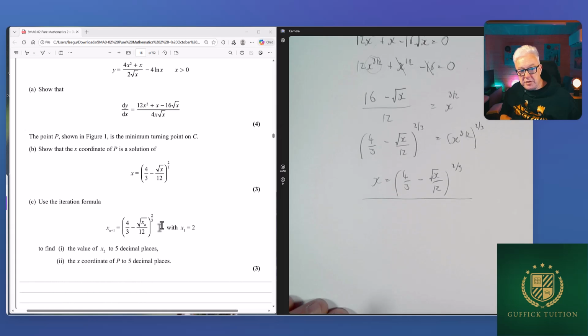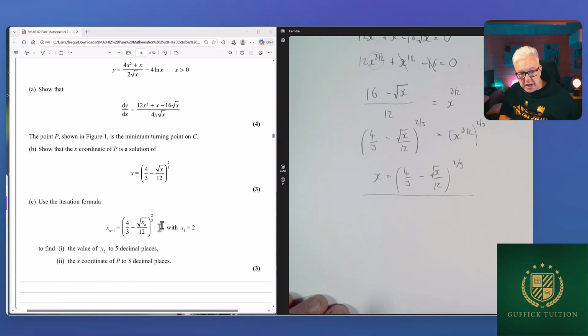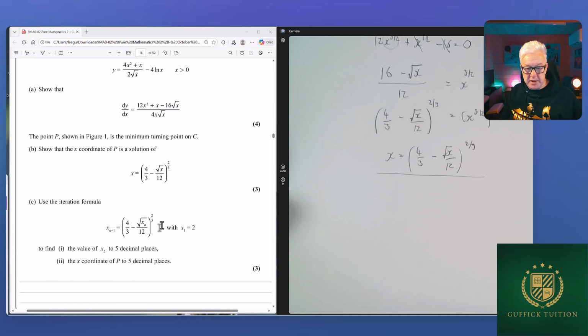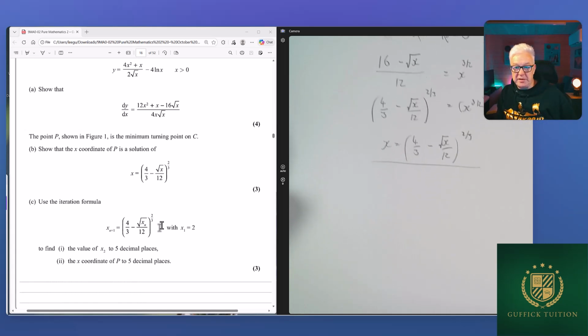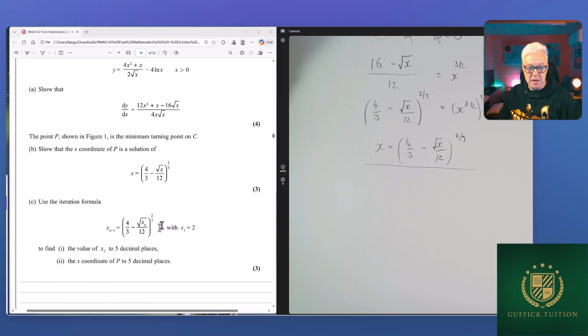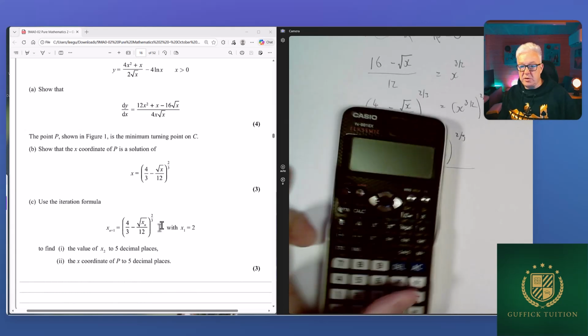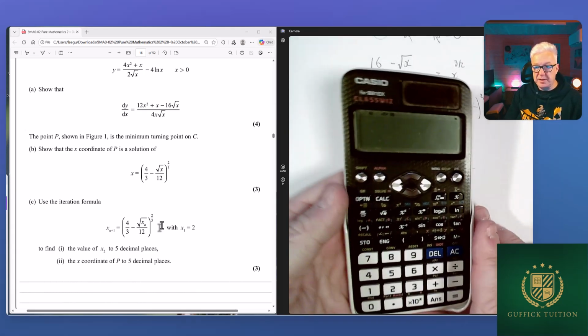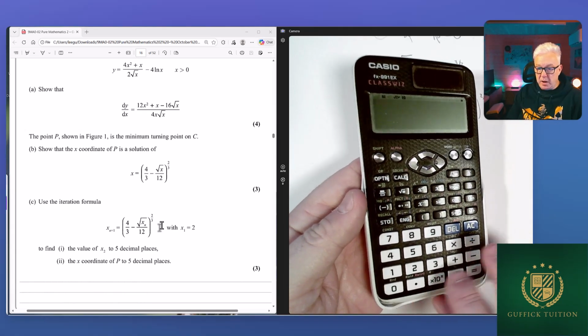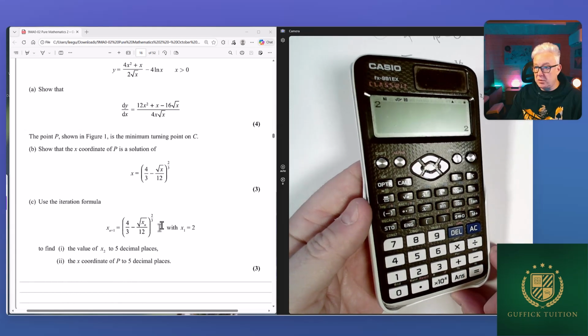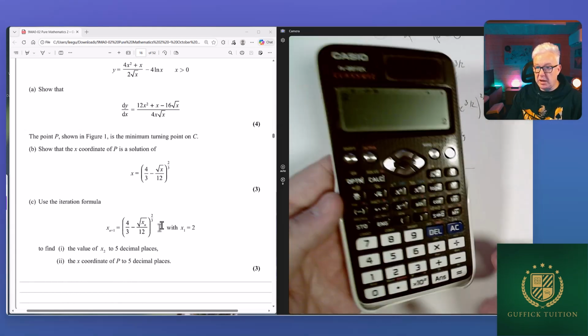Part C: use the iteration formula x n plus 1 is equal to that, starting with 2, to find the value of x2 to 5 decimal places, and then to find the x coordinate of P to 5 decimal places. Okay, so this is the program that goes into our calculators with our shift equals. So I'm going to put 2 in and press equals. So I've programmed 2 into my calculator.